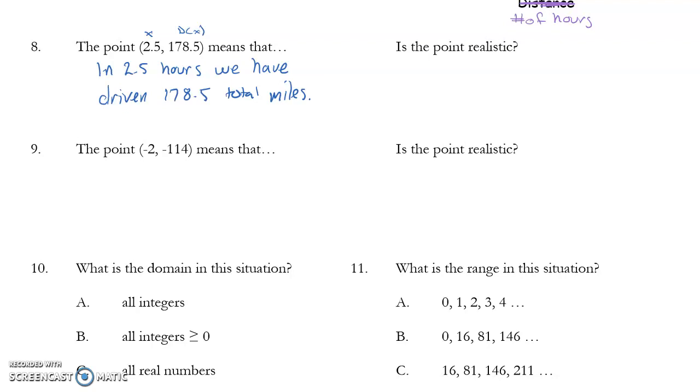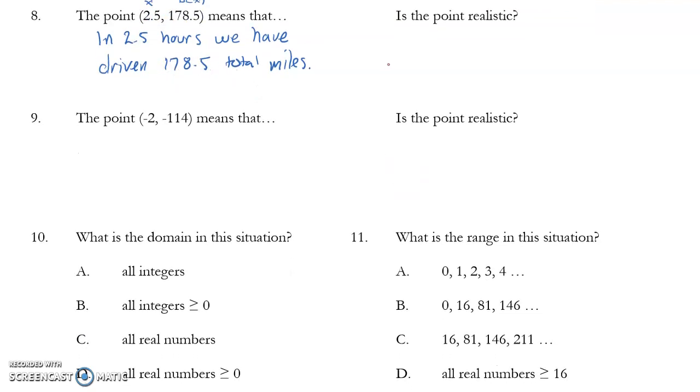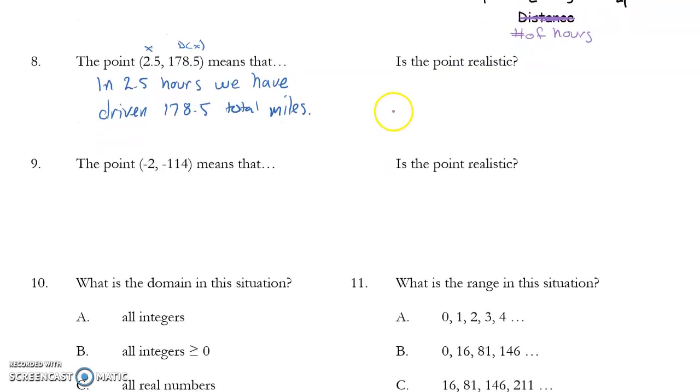Is it possible to drive for 2.5 hours? Of course it is. You can drive for 2.5 hours. So that is realistic, but that's only part of our issue. The second part is, if I do drive for 2.5 hours, have I driven 178.5 miles? So that's where you do have to check your function rule. I have to check that d of 2.5 is actually equal to 178.5.